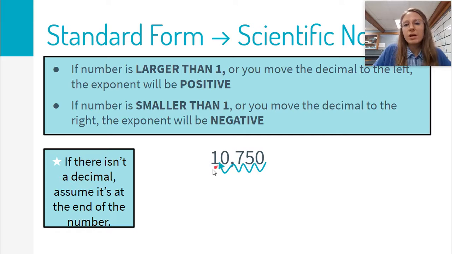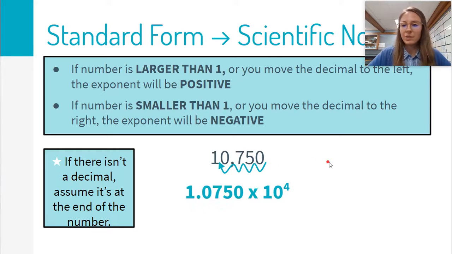Okay? If we are moving the decimal to the left, that means our exponent is going to be positive. So in this case, if we moved it 4 to the left, it will be a positive 4. You can also see that our starting number was larger than 1, and that can also tell you that it should be a positive 4. So you would write this out as 1.0750 times 10 to the 4th.